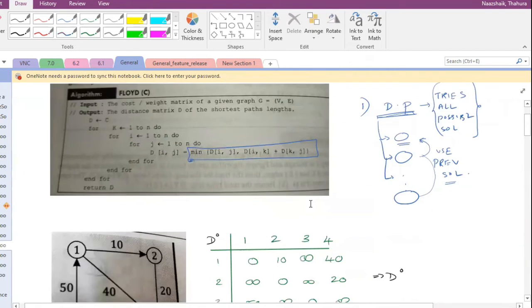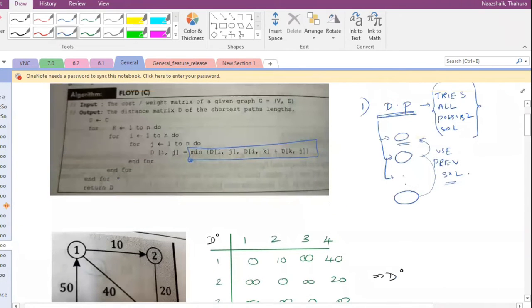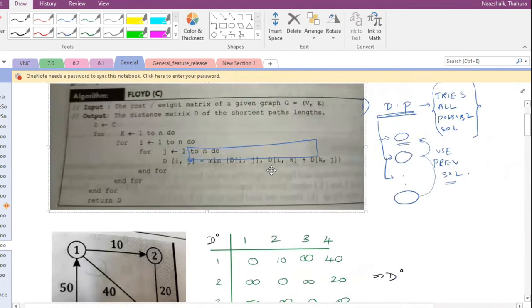Before telling you what we have to do and how many times we have to do it, we'll take a look at what the formula says. I hope this is visible to you all. What this formula states is, if you want to compute the edge from i to j, and you want to compute the best possible minimum cost from i to j, you can do two things.